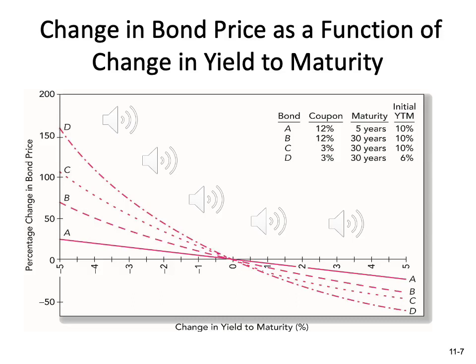So finally, if you look at the picture, the more sensitive the bond price to the percentage change of the yield, the steeper the slope. So bond D has the steepest slope of the curve, while bond A has the lowest sensitivity, so the slope of the curve is the flattest.